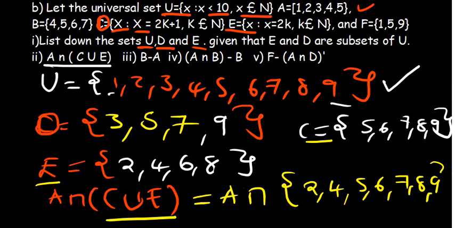So if you look at the listed elements there, are they part of C and E? So 2 is, 4 is, 6 is, 8 is, 5 is, 6 is, 7, 8, and 9. So we've listed all the elements. So that is what it means when you say union. You need to combine all the elements.